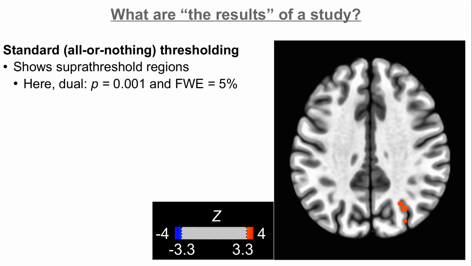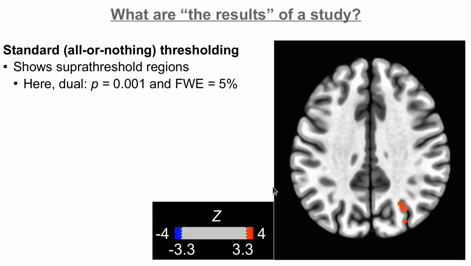Okay, what are results in a study? Well, currently the standard is to say that something like this is the results, where we apply maybe 2 levels of thresholding, and then we only show results there that passed both levels of thresholding. Everywhere else throughout the brain, we hide away. We show nothing there. All we know is that it's subthreshold.